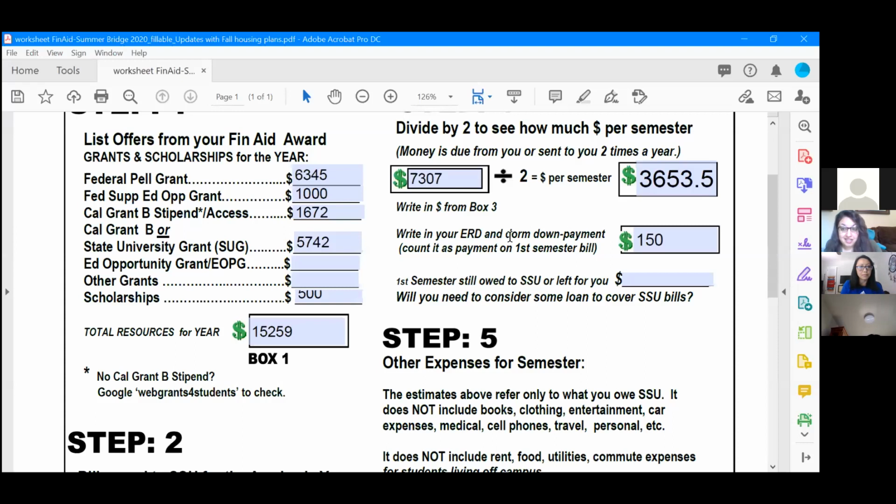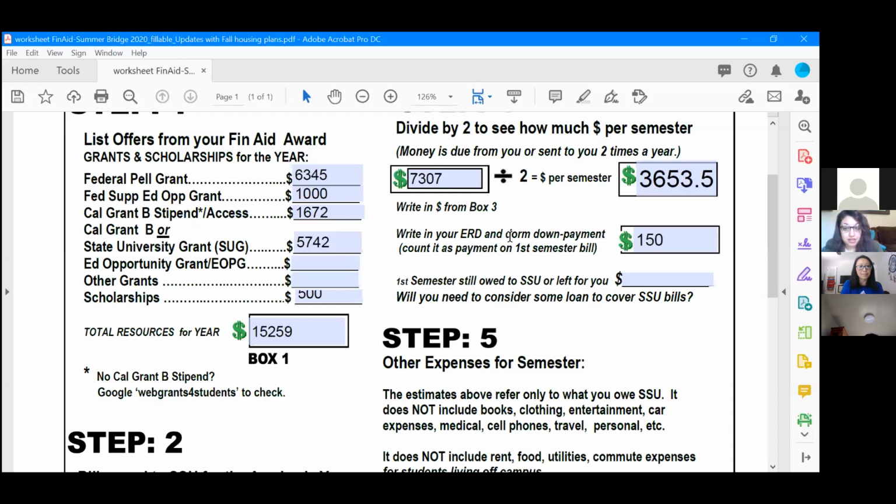And then the other thing is, I did see something in the chat about, what was it? Where's that other question? Let's see, for fall payment: if we pay the ERD for the fall, but the payment has been moved to spring because we chose not to live on campus in the fall, do we still put that $150 in the estimated budget worksheet?